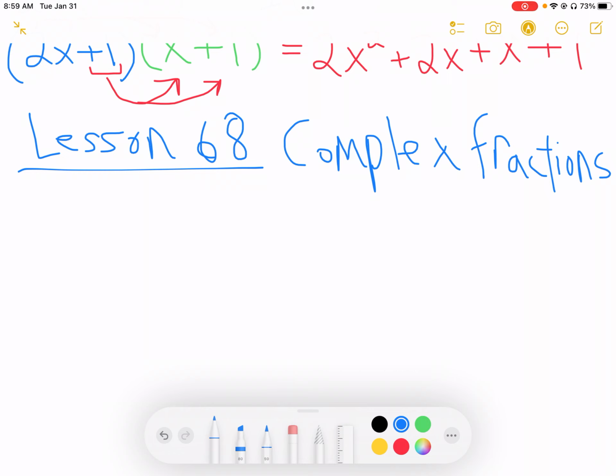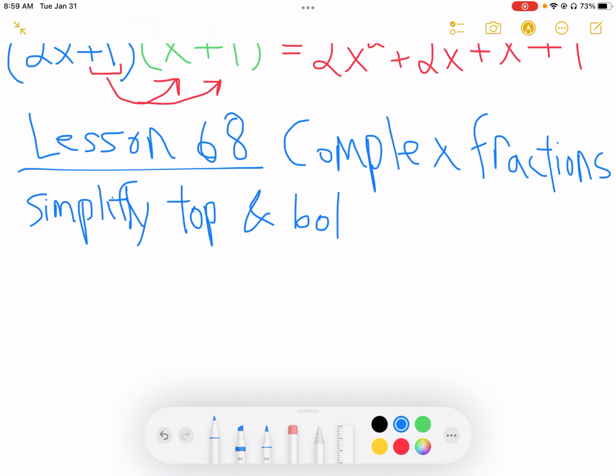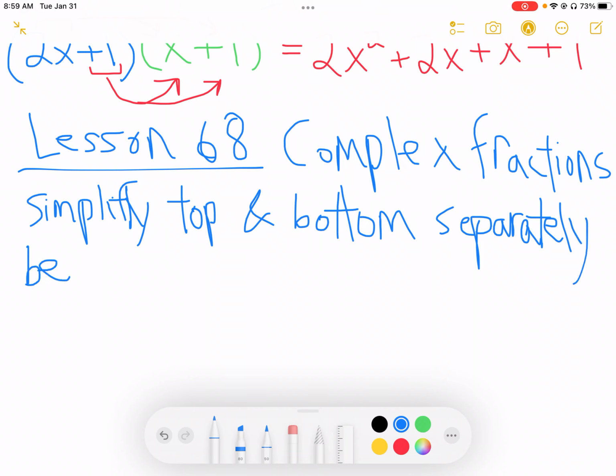We'll just say a little step here: simplify top and bottom separately before inverting to multiply.